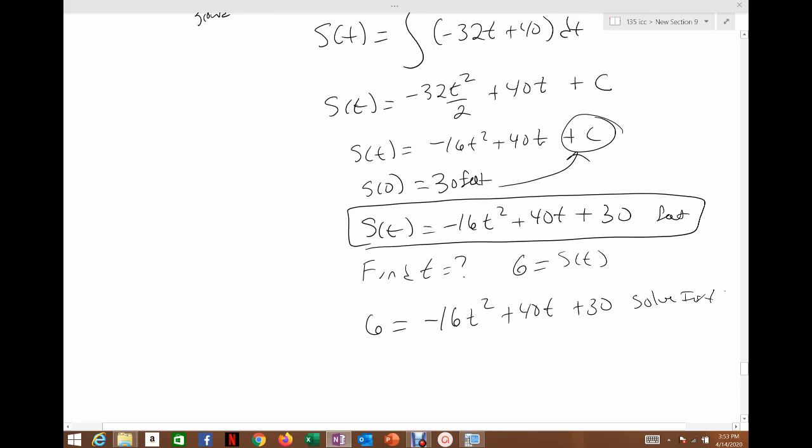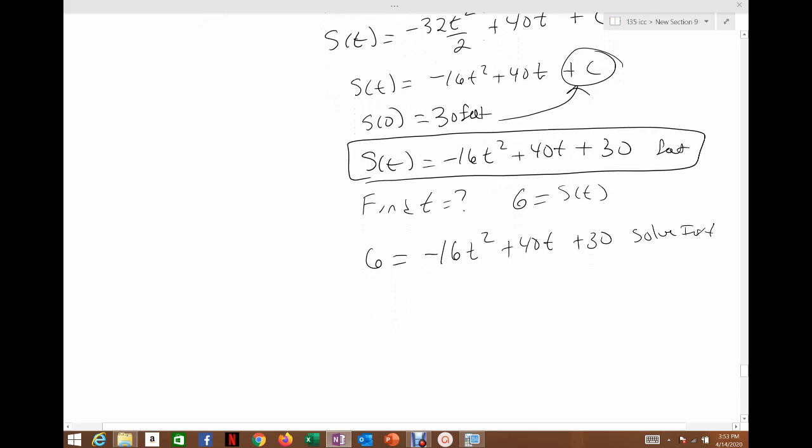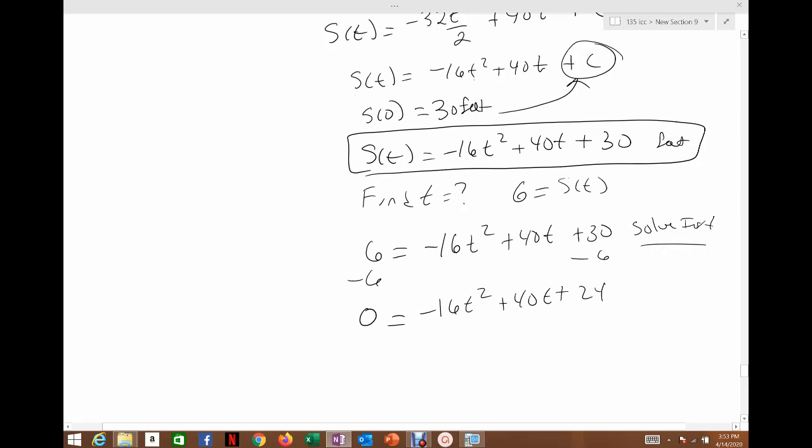There's a few ways you can do it. You can solve it graphically, you can solve it using the quadratic equation, or factoring. This one does factor. Using the quadratic equation or factoring, the first step is to set it equal to 0. So move the 6 over, set it equal to 0 to get negative 16t squared, minus 40t plus 24. I'm going to solve it by factoring, but you could use the quadratic formula or graph it and find its zeros.